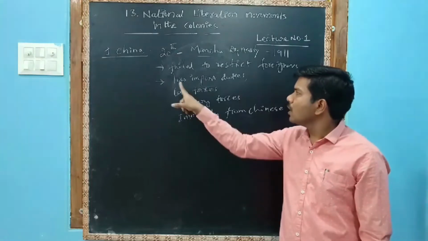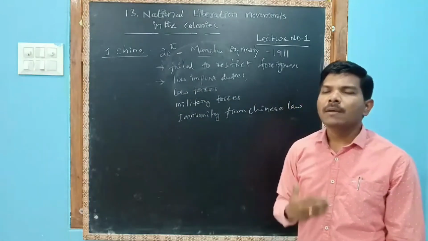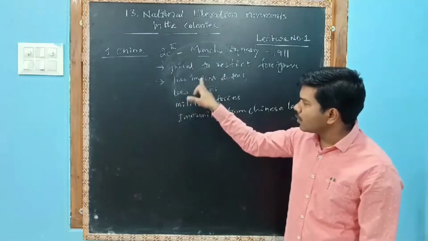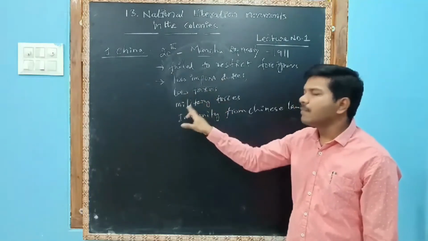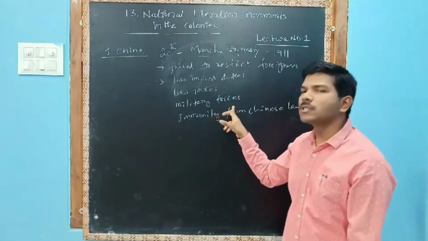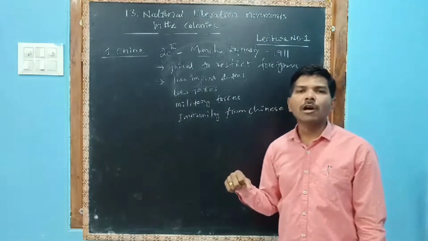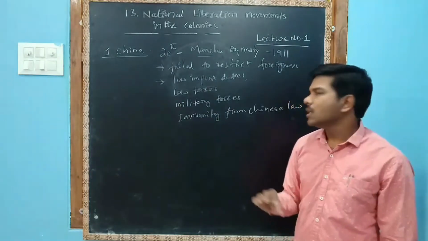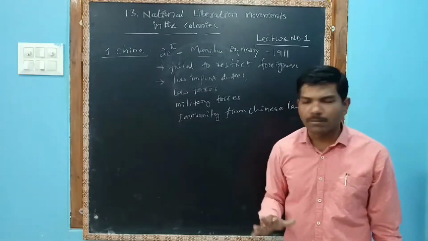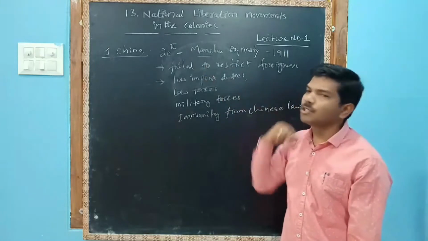What were the benefits? Low import duties. Those foreign countries did not pay many taxes. That means low import duties, low import taxes. Military forces: foreigners brought military forces, and those military forces were also allowed. Next, immunity from Chinese law. Chinese laws were not valid for them. So these kinds of facilities were provided by the Manchu dynasty.